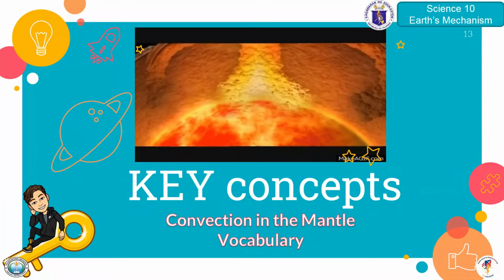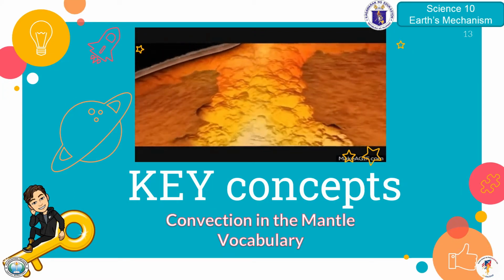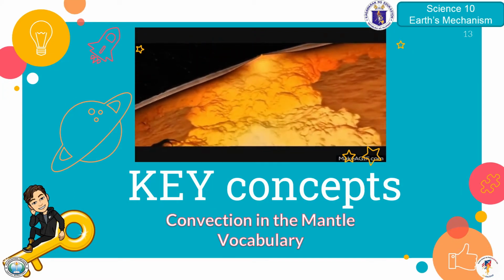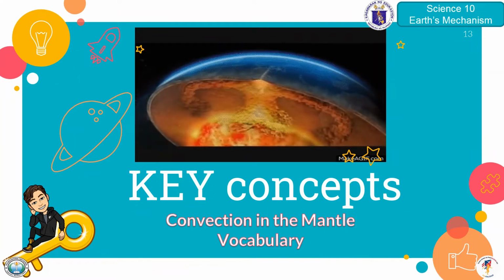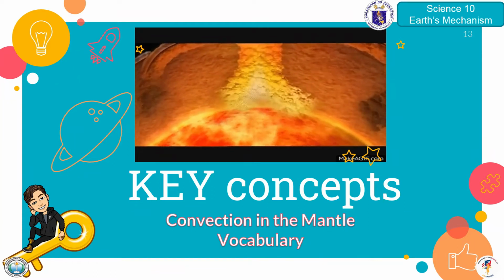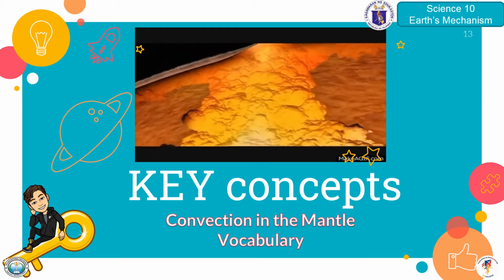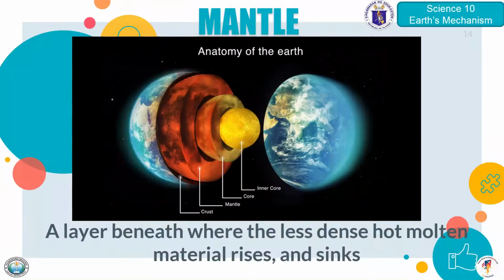In order for us to fully understand convection in the mantle, it would be best to discuss the key concepts, or to boost our vocabulary on the topic. The first key concept is the mantle. Mantle is described as a layer beneath where the less dense hot molten material rises and sinks. So it's a part of the Earth's layer.